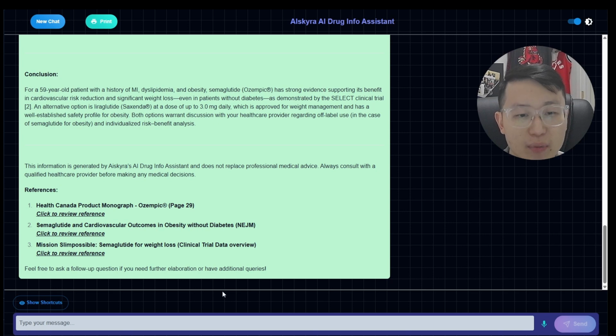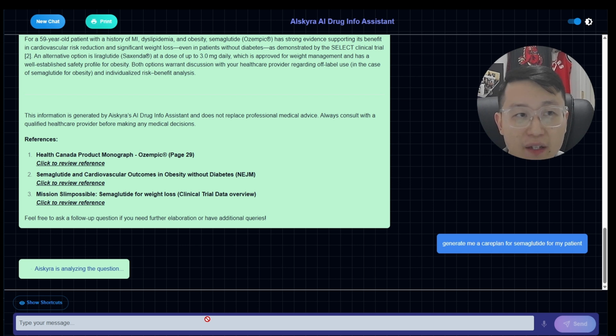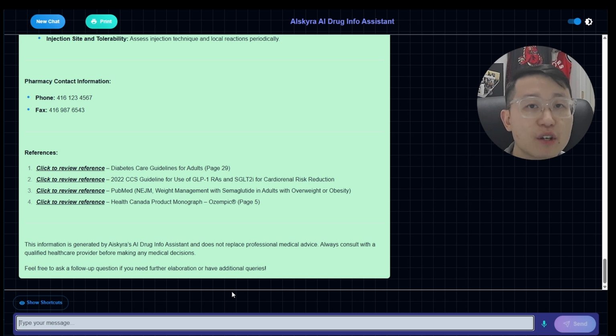So now let's create the care plan. So now I'm going to say generate a care plan for semaglutide for my patient. Specifically with the care plan, the AI will generate goals of therapy, therapeutic alternatives, safety endpoints, monitoring follow-up, as well as the recommended medication. Care plans are especially useful for clinicians who are involved in chronic disease management, such as hypertension and diabetes, COPD.